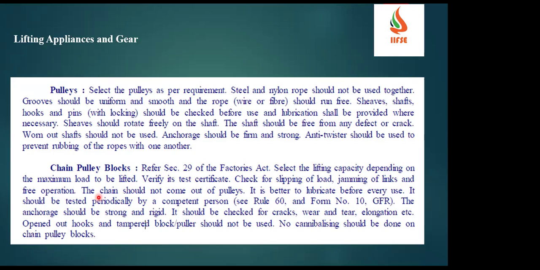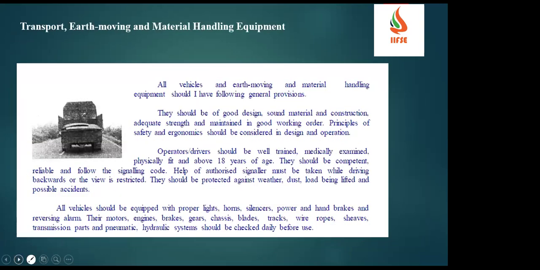Then chain pulley blocks. Chain pulley blocks, we know, are a small set of equipment that we attach to an anchorage point. From there, we connect a chain pulley block for the lifting of a material. Generally it will have a hook and a lengthy chain. By pulling the chain, the material gets lifted. We have to check the capacity of the chain pulley block and work based on that. It is also one of the legal requirements that all chain pulley blocks have to be inspected by a competent authority from a third party once in 12 months.